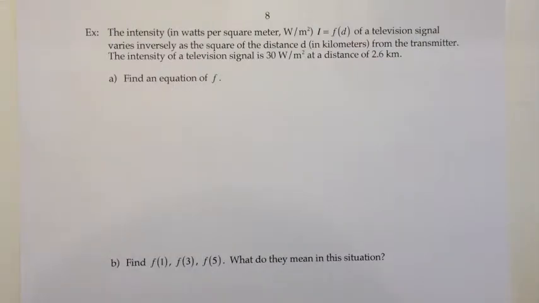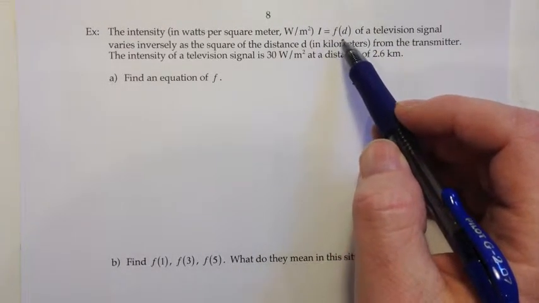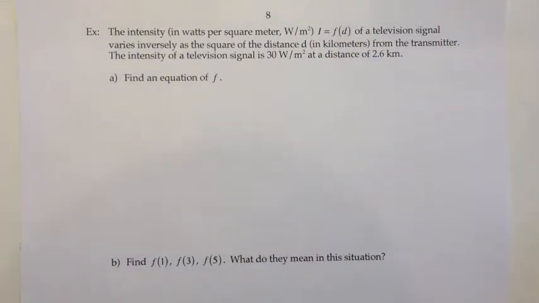Okay, all the examples we've done so far had just been kind of abstract, generic examples. This time we have a little bit of a setting on an application, so we can try and think about how this variation applies in context. So let's go ahead and read through the example. The intensity in watts per square meter, W/m squared, the intensity I, which we'll write as a function of d, of a television signal varies inversely as the square of the distance d in kilometers from the transmitter.